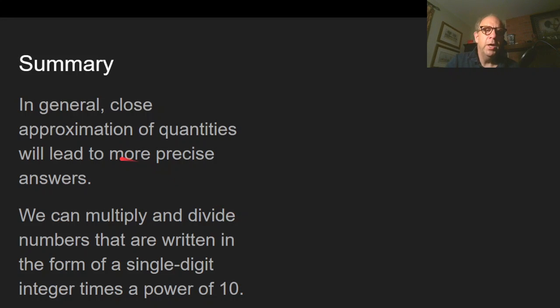So in summary, you can get close approximations, and the closer you are with your approximation, the closer you will be to the correct answer. So if I just do a power of 10, I was off by 30 on that first problem. But if I do like 3 times a power of 10, I can get much closer with my answers. And we can multiply and divide those numbers pretty easily.